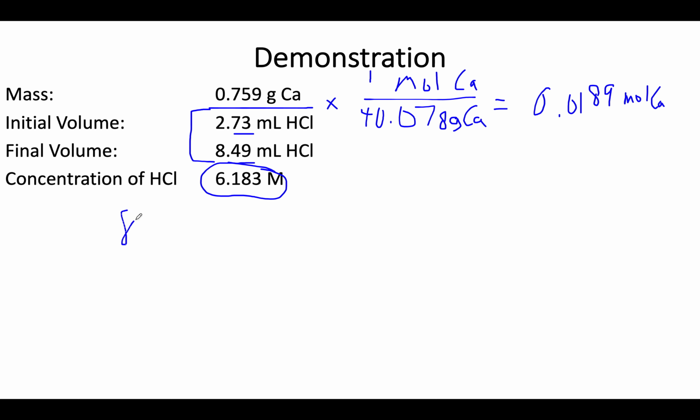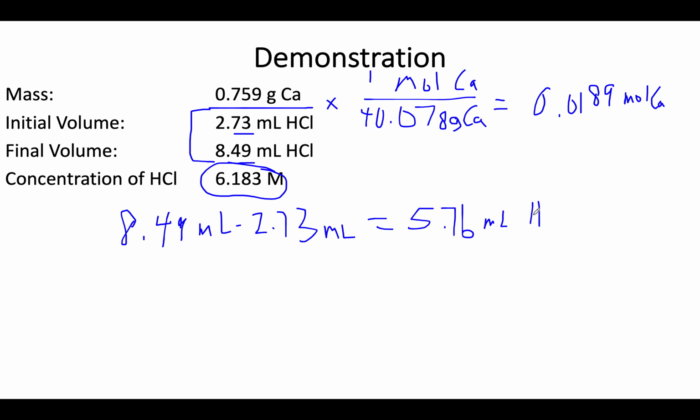So then you can calculate your volume of HCl. So this is your total HCl that was added, and that's 5.76 mL. So we have volume of HCl and we have moles of calcium, but we still need moles of hydroxide.